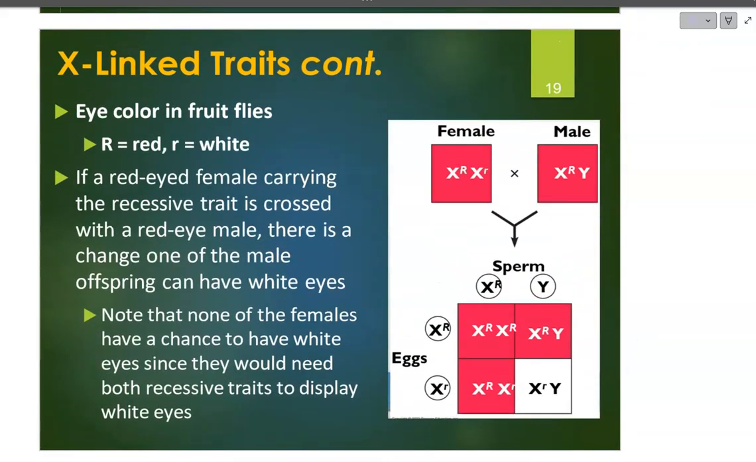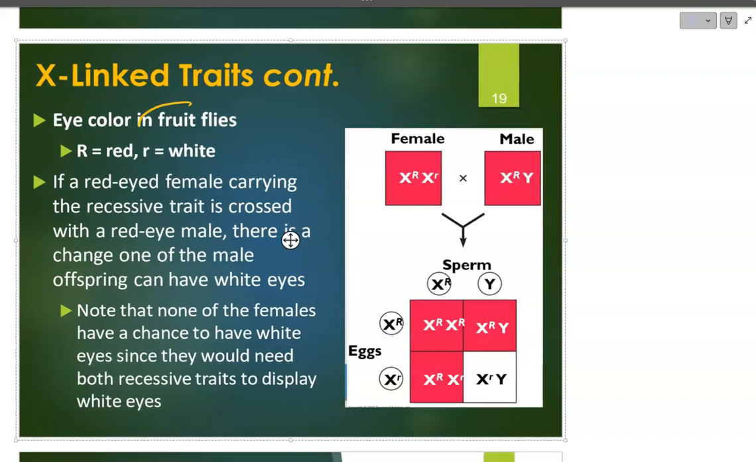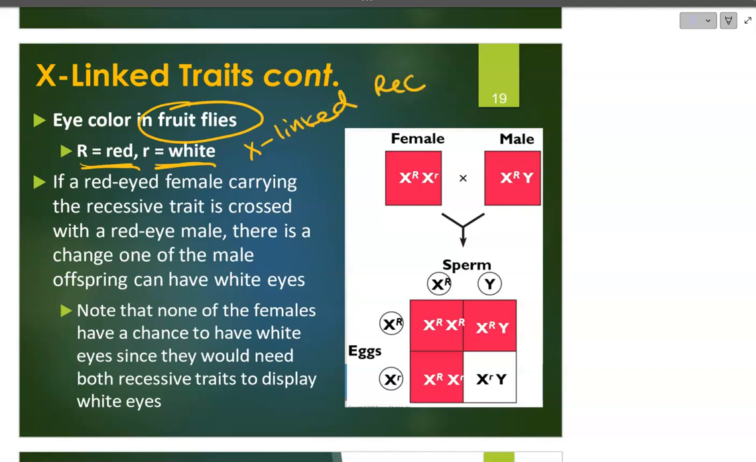Some other organisms that also have sex-linked traits are fruit flies, which have been heavily studied by scientists for their genetics because they're easy to work with, they reproduce a lot of offspring, and they've been used in quite a few genetic studies. In fruit flies, there are red eyes and there are white eyes, the white eye being recessive. And these are also X-linked and recessive traits as well. So the white eye, like color blindness, is linked to the X chromosome. It's on the X chromosome, and it's also recessive.